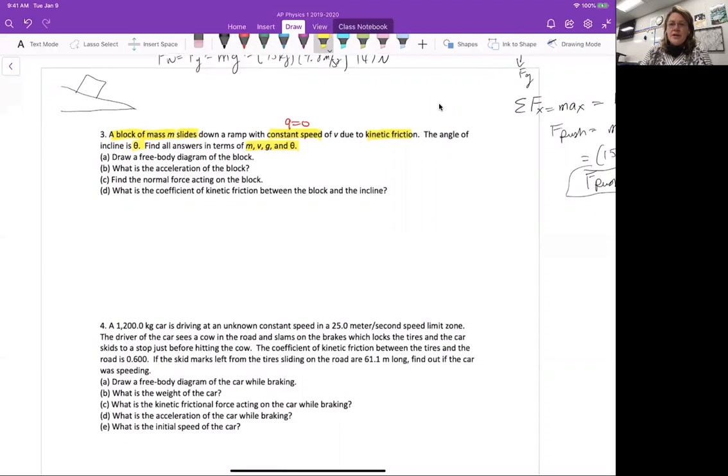Uh-oh, you can't use numbers. I know it hurts, but you don't need to use numbers. Draw a free body diagram of the block.